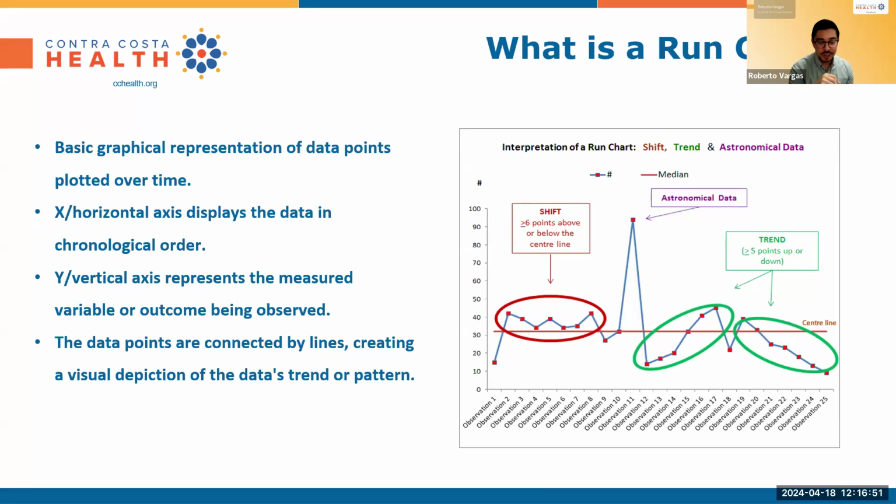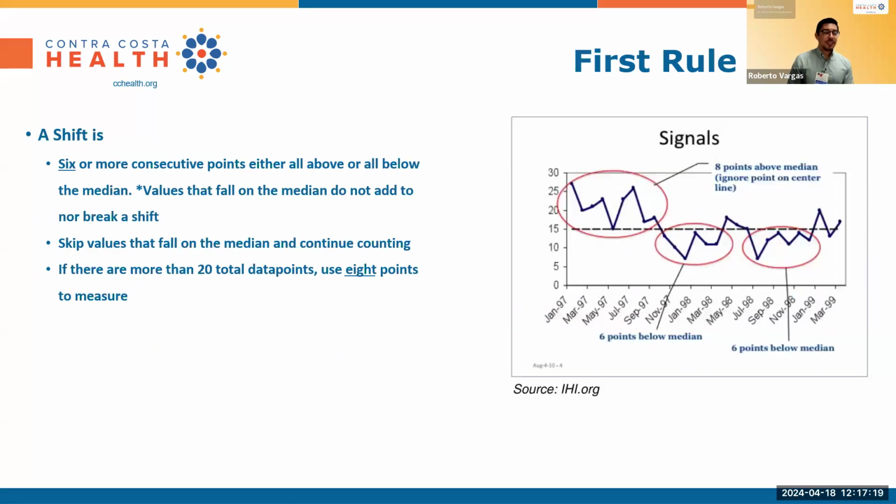Now, this is a little initial shot of a run chart with certain rules for interpreting what is happening to that data. We'll go into this very soon, but I wanted to give you a heads up. We're going to learn soon about things called a shift, an astronomical data point, or trends. Okay, so going into these rules.